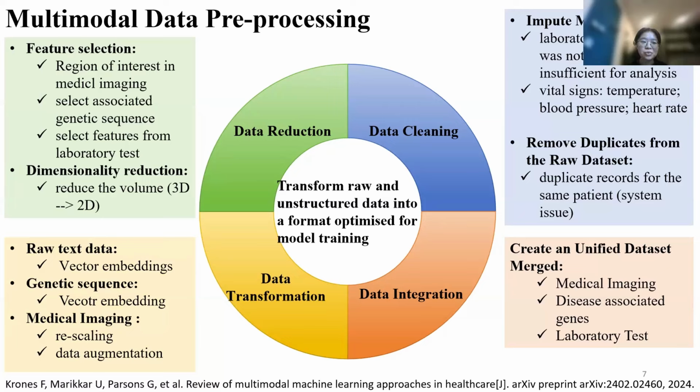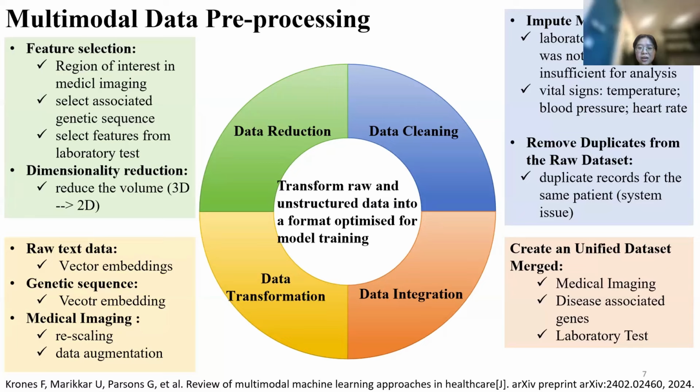And sometimes we want to reduce the dimensionality of the data. For example, we have MRI. MRI is a 3D image, but sometimes we don't want to use a 3D image. We only want to use a 2D image. So at that time, maybe we could just use some of the slices in the 3D image and put them into the framework. So this is another way to do the data reduction.